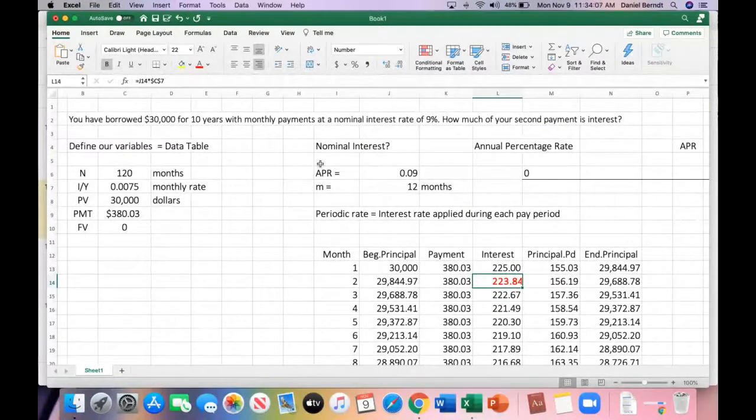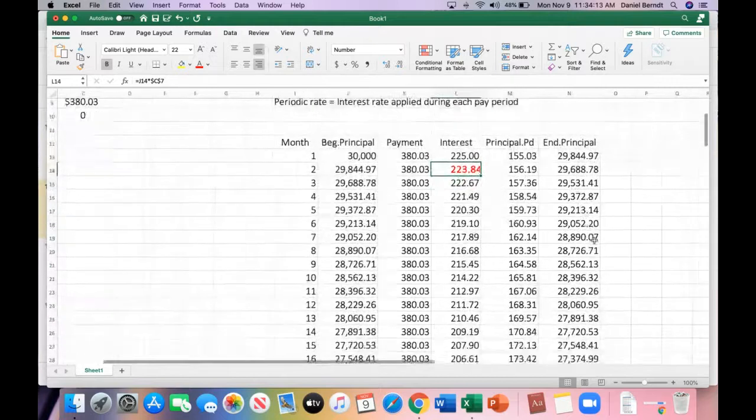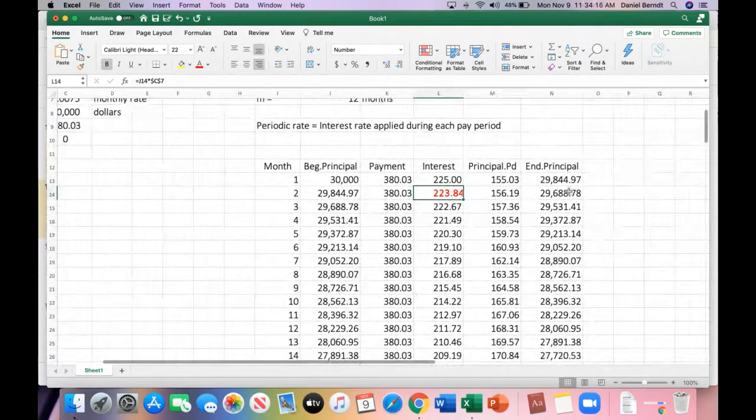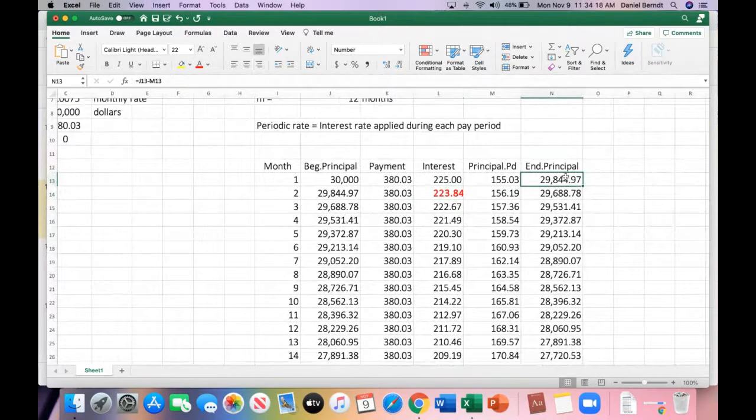I had one question as far as the end principal. I know for the interest you multiplied the present value times the interest rate, but for the end principal, what is it that you were subtracting? So the end principal is the beginning principal minus the principal paid.